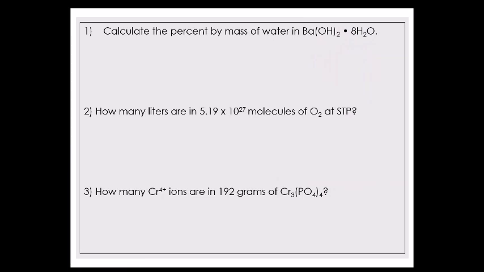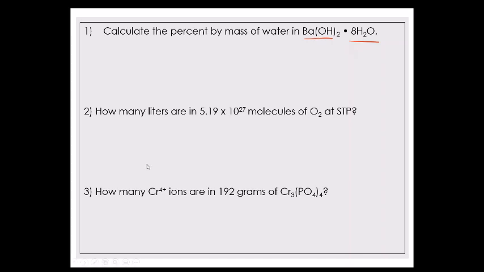All right, so calculating the percent by mass of water of barium hydroxide octahydrate. Anybody have any idea where to begin here? What do I need to do? I need to find masses, good. And where do I go to find masses? Where are they located on that periodic table? Exactly right.